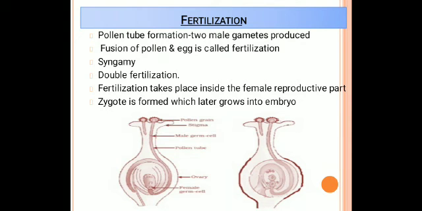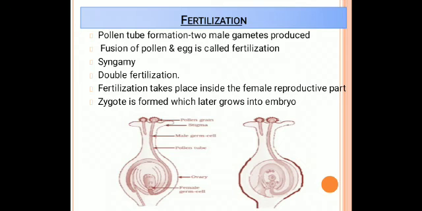The fusion of male gamete and female gamete is called fertilization. If they ask the question, what is fertilization? Fertilization is the fusion of male and female gamete, or the fusion of pollen grain and egg. Next, sometimes they will ask questions on syngamy, isogamy and anisogamy, which we discussed.